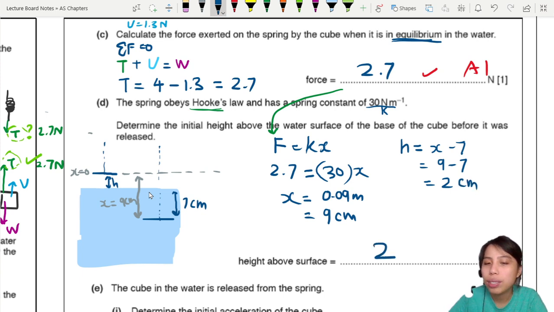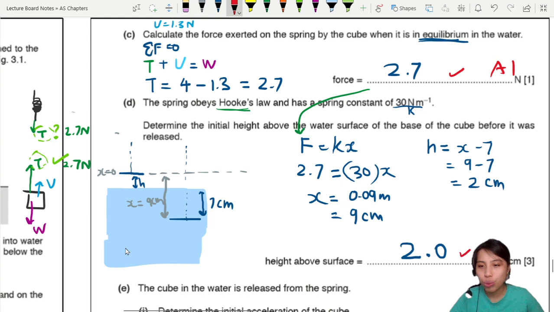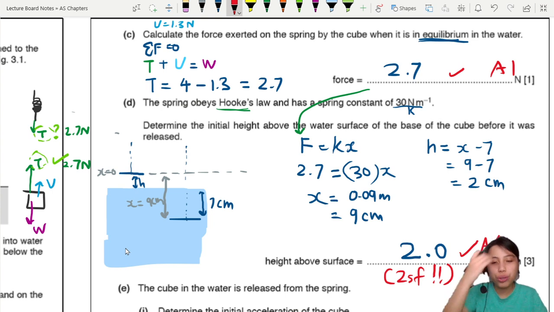But for your final answer, please put the 0.0. A lot of us are very happy we put 2. What a beautiful number. 2 SF. You must have at least 2 SF. So I'm going to write a reminder here. At least 2 SF. 2.00 is also okay.